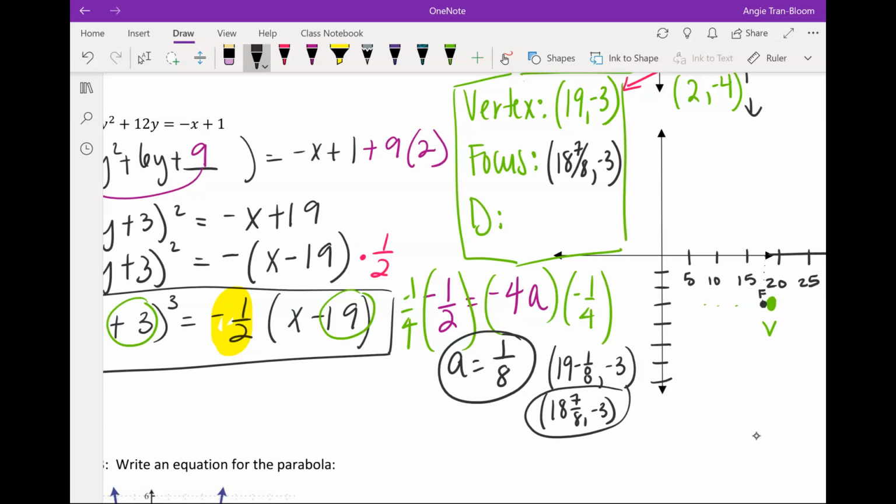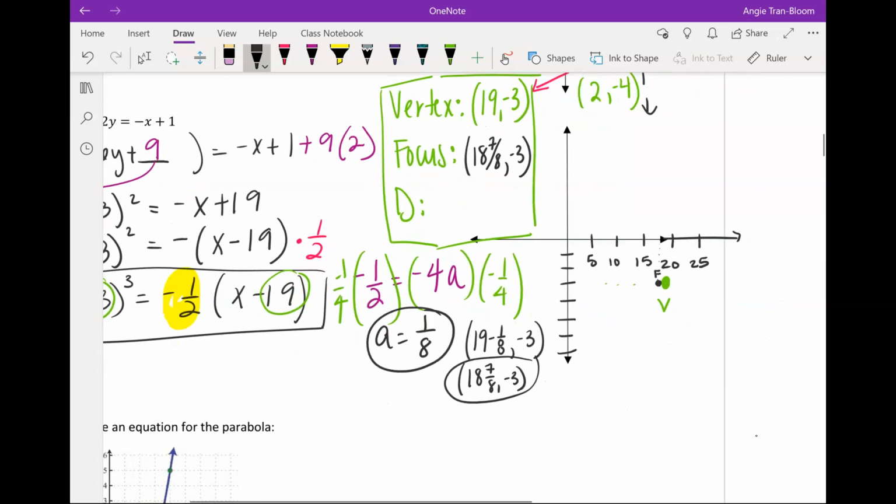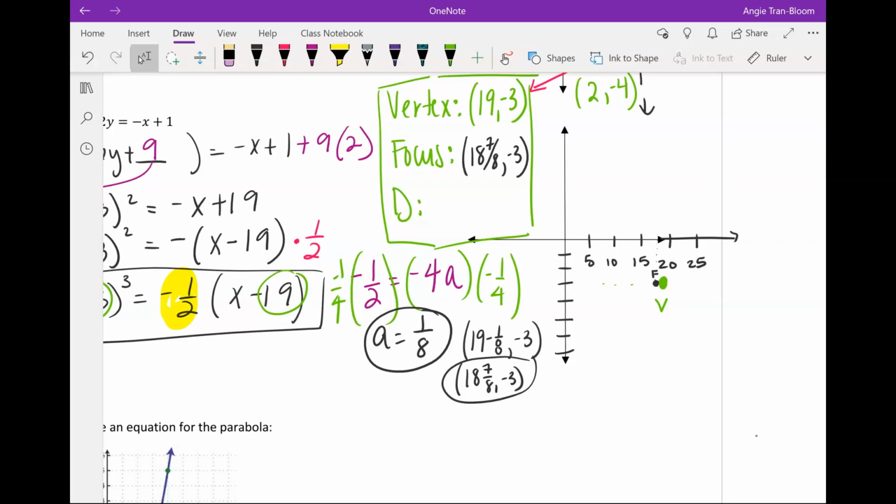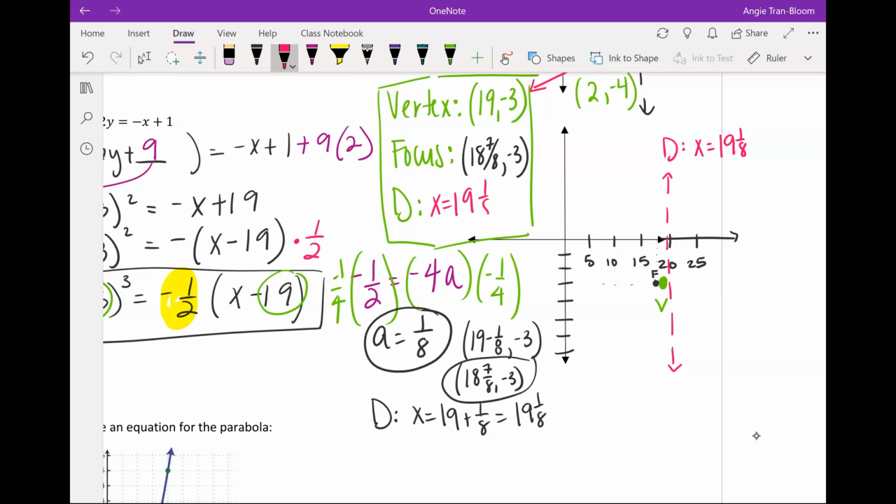And we're going to do the same thing for the directrix. The directrix is 1/8 behind the vertex. So that means it's going to be x equals 19 plus 1/8, which is really 19 and 1/8. I'm going to try my best to graph out our directrix. I'm not going to hold you to this particular approximation. Okay, there you go. So that's going to be x equals 19 and 1/8.